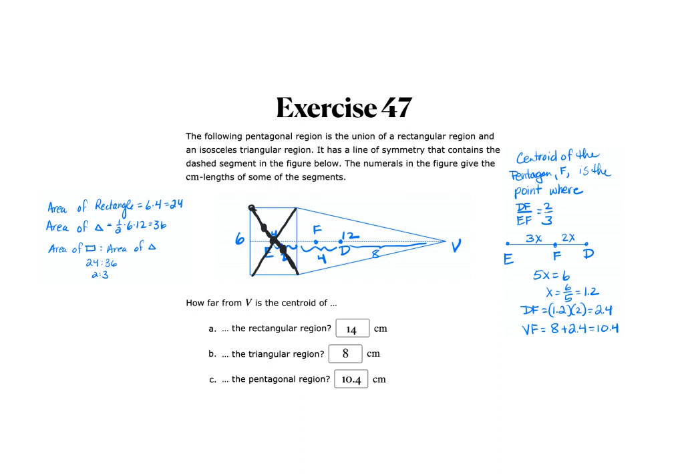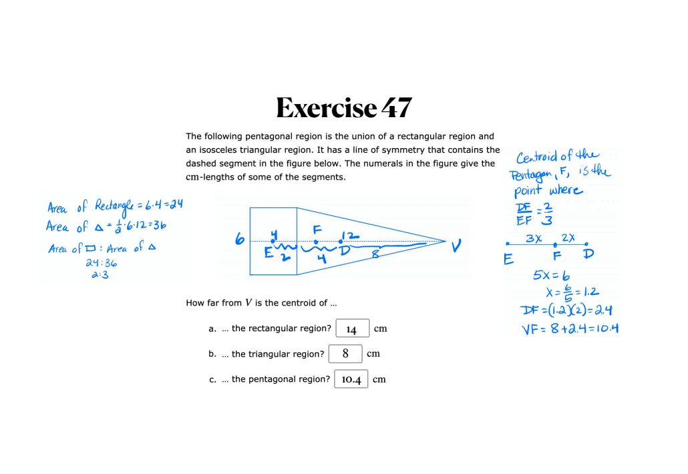So I'm going to erase this a minute so we can see it just a little bit better. So now I know that this centroid is going to be where my diagonals intersect right here. And if this is 4 long, that means that this distance is 2 away. Now, how far is this centroid from V? Well, it's going to be 12 plus 2, so 14 away.